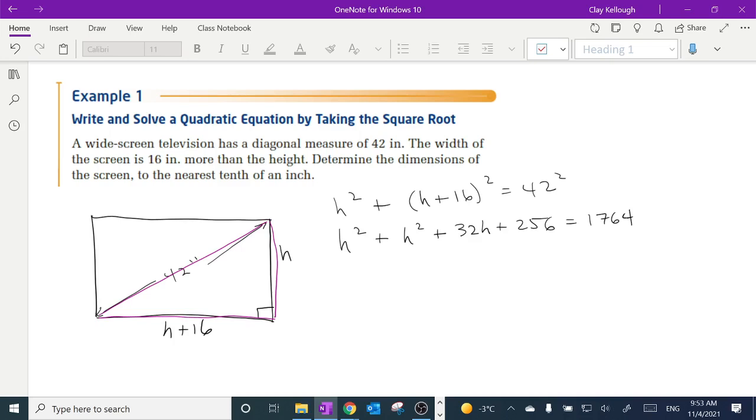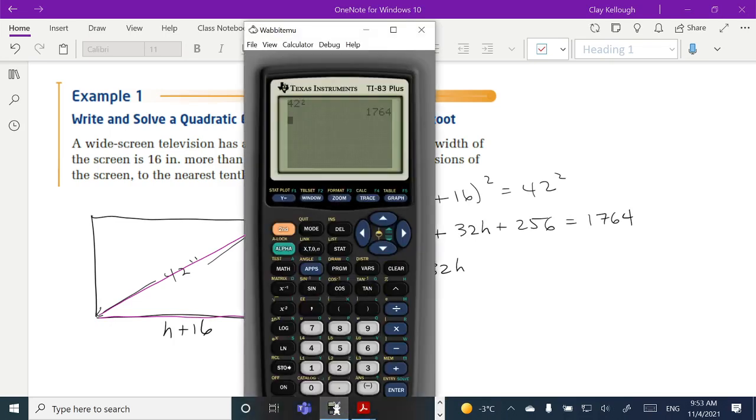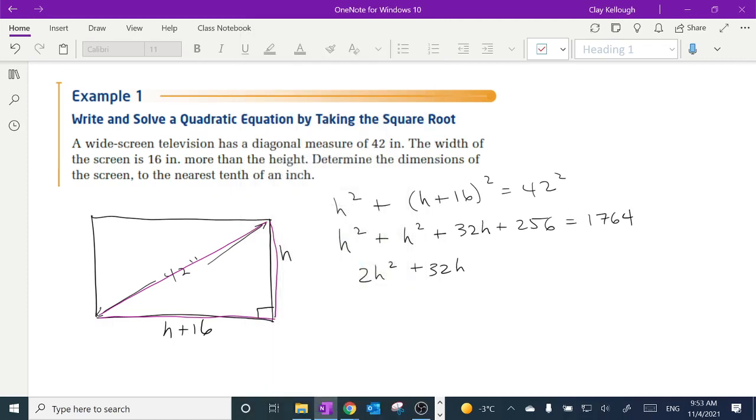1764. And when we're solving a quadratic, we want to move everything to one side, right? So 2h squared plus 32h. And then I might again use my calculator because the numbers are kind of big here. So 1764 minus 256. And that's 1508. But it's a minus 1508. Okay?